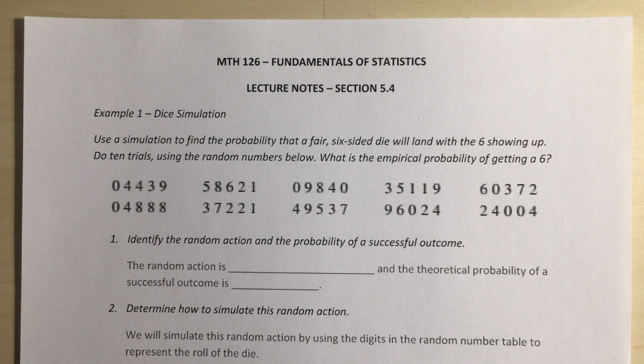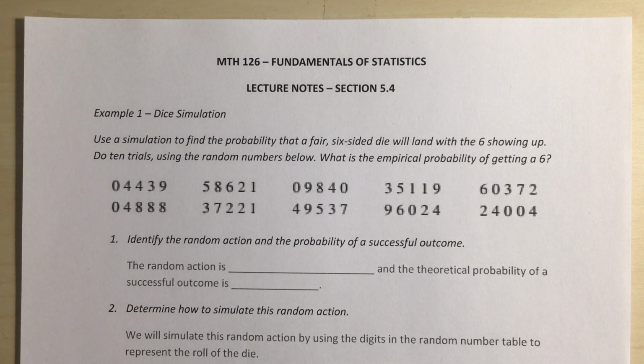All right, so use a simulation to find the probability that a fair 6-sided die will land with the 6 showing up. Do 10 trials using the random numbers below. What is the empirical probability of getting a 6? So again, we're just going to do 10 trials instead of 100, but this should at least give us an idea of the process that we go through.